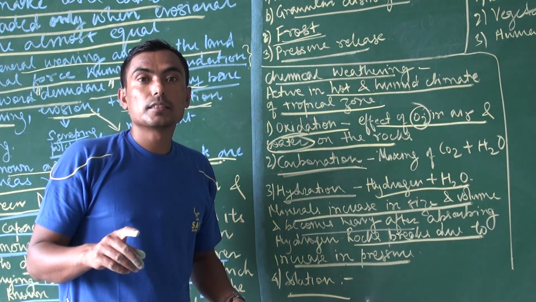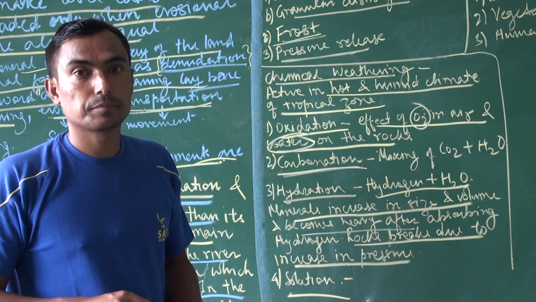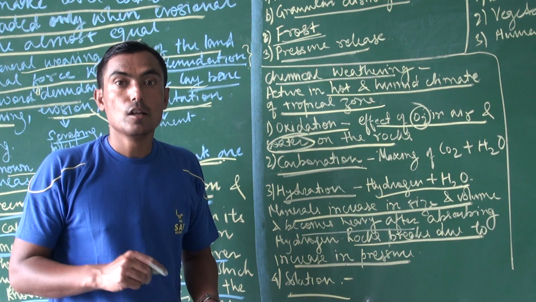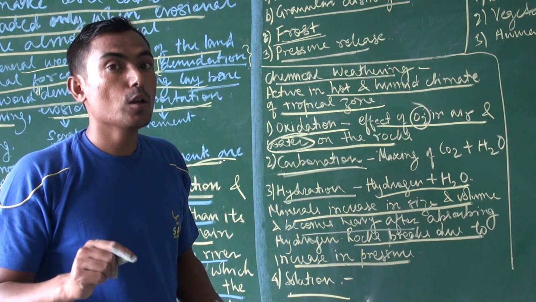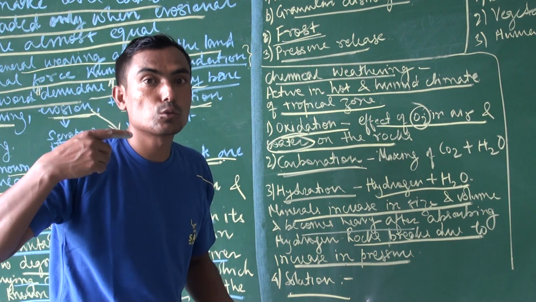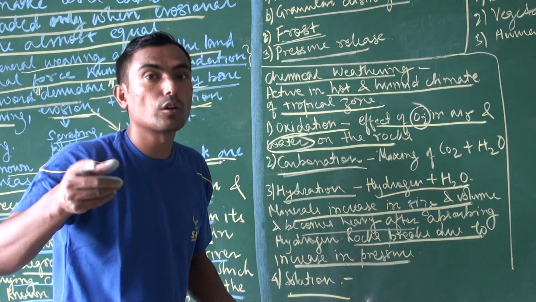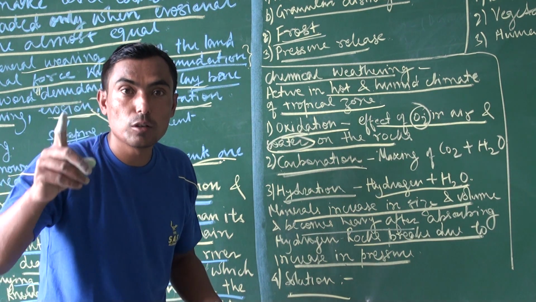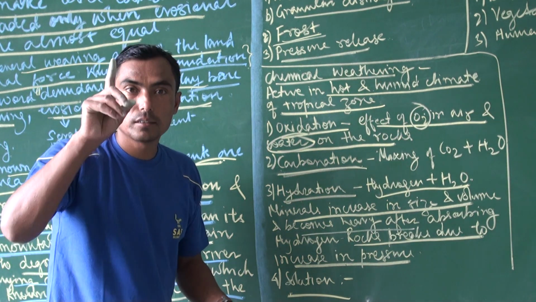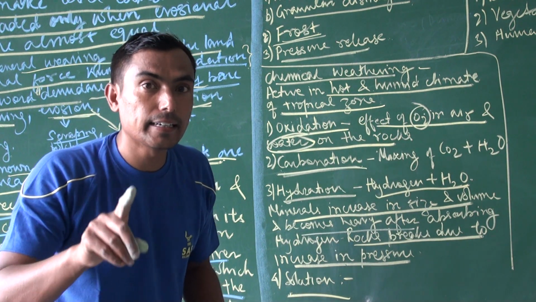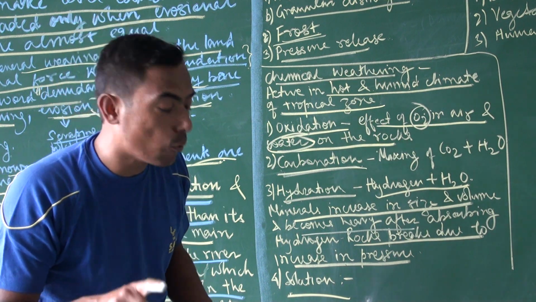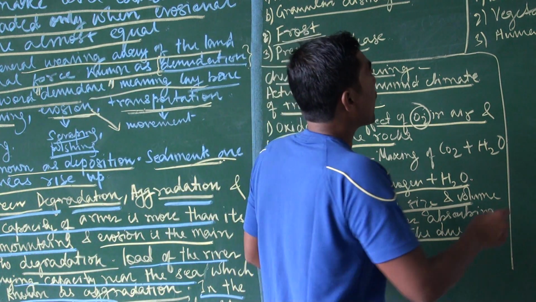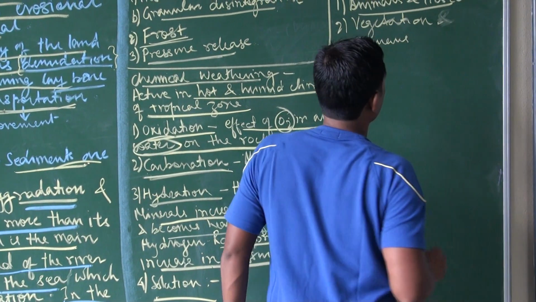Next is solution. Solution takes place when different types of minerals which are soluble in water dissolve in the water. For example, salt. Salt is soluble in water. So whenever a river passes through a rock which has a higher concentration of salt, the rock disintegrates because the salt is soluble in water, and that is called solution.